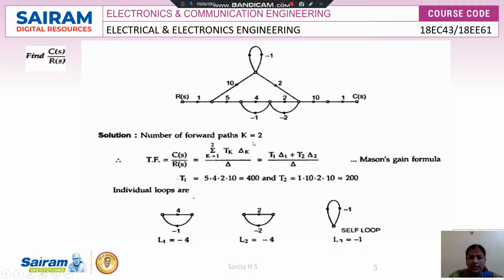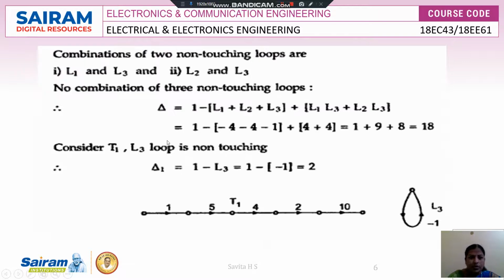Individual loop gains. In this I need to find how many individual loops there are. This is one individual loop. What I have written here is 4 and minus 1, so the L1 value is minus 4. The second one is 2 and minus 2, so L2 is equal to minus 4. And there is a self loop, coming back to the same point. One more self loop, L3, is equal to minus 1. For the combination of two non-touching loops, they are L1 and L3, and L2 and L3. There is no combination of three non-touching loops.